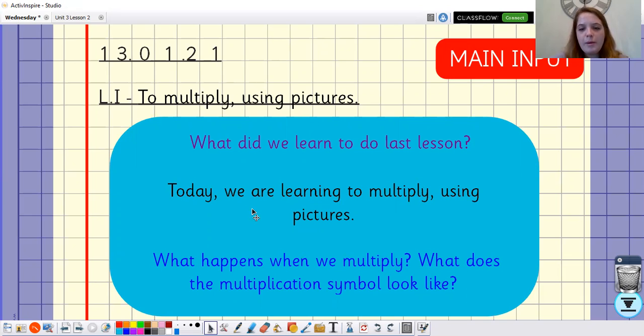Now a couple of questions to remind you. What happens when we multiply? Does the number get bigger? Does the number increase? Or does the number get smaller? And the second question is, what does the multiplication symbol look like? 2 questions to think about there.